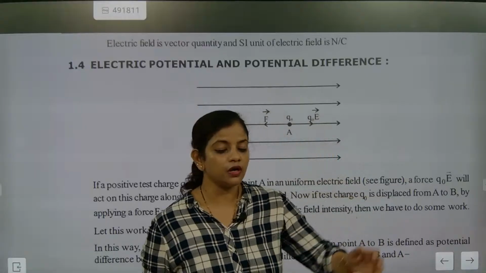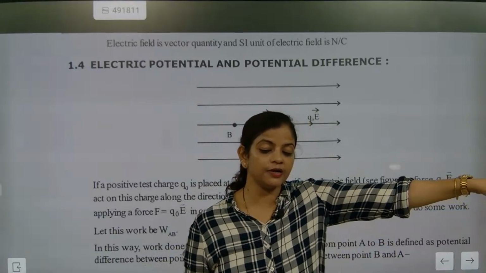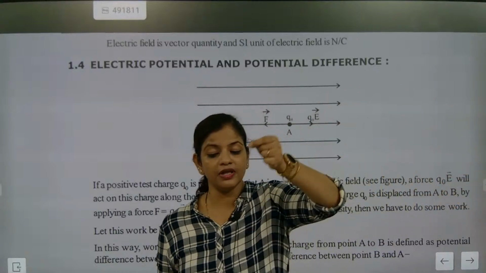You are picking a point charge from infinity and you are bringing that point charge.